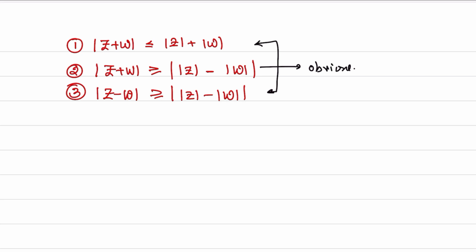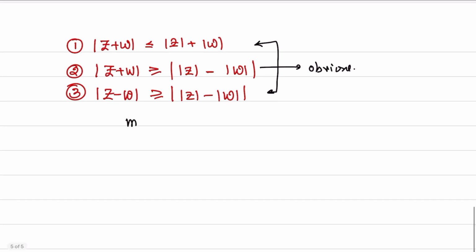And with this, I want to conclude this session on inequalities.